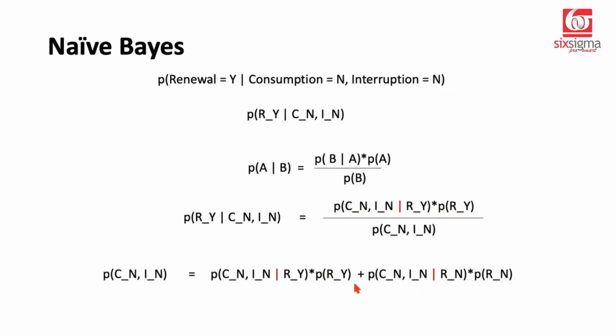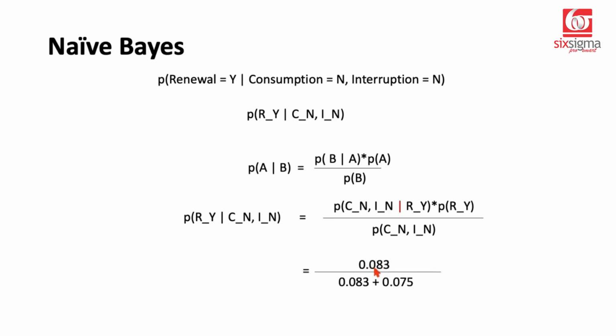And we've just computed this value here, which is 0.075. Let's put these values here, and this is the output that you get. The final probability is 0.053 or approximately 5.3% chance. So there is a 5.3% chance that a customer would renew the subscription provided the consumption last month was not usual and there was no interruption in the service. This is how we solve our Bayes theorem problem.